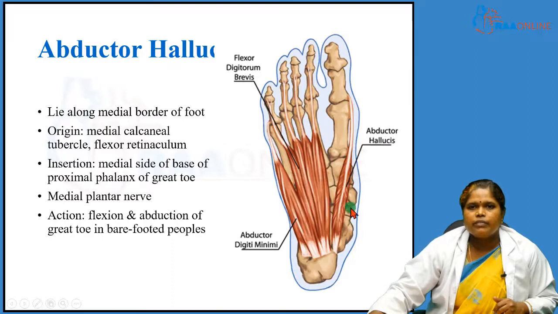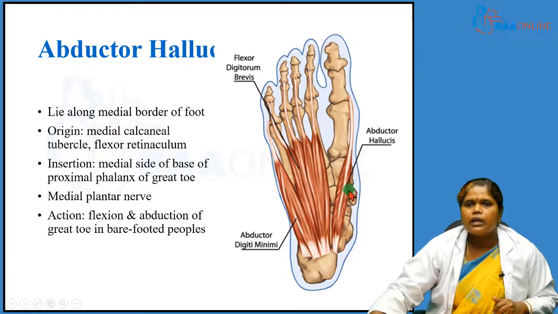For the insertion, this muscle runs on the medial aspect of the sole and inserts into the medial aspect of the base of the proximal phalanx of the great toe. So this is the proximal phalanx, and this is the distal phalanx. This is the origin and insertion of Abductor Hallucis.